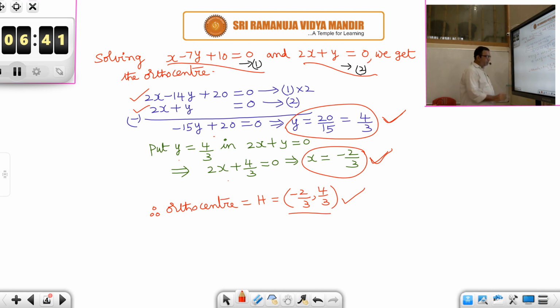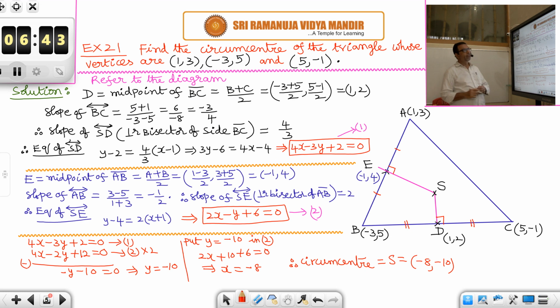Okay, let us see the next example. Now, circumcenter. In the first two examples today, we have found the orthocenter. In the next two examples, we are going to find the circumcenter of the triangle when the three vertices of the triangle are given. Again refer to the diagram. Three vertices are marked.